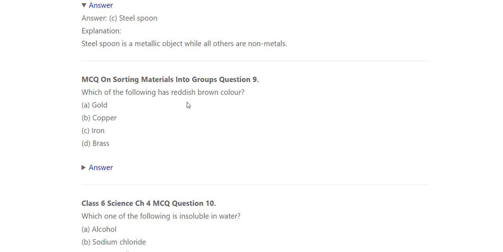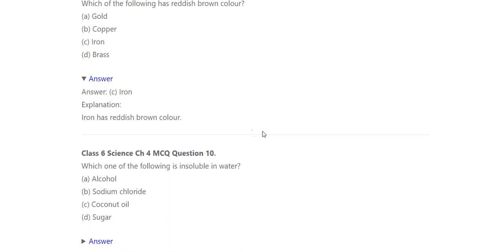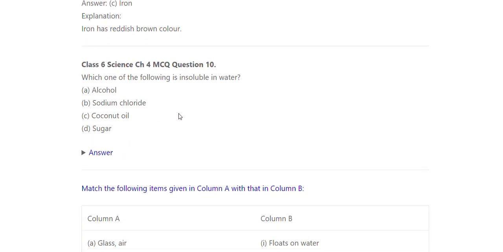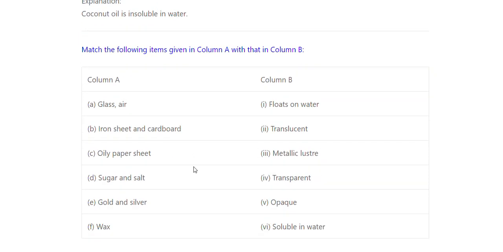Which of the following has a reddish brown color? Iron. Iron has a reddish brown color. Which of the following is insoluble in water? Alcohol, sodium chloride, coconut oil, sugar. Coconut oil. Coconut oil is insoluble in water.